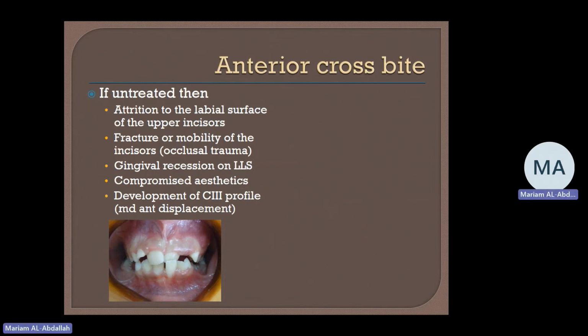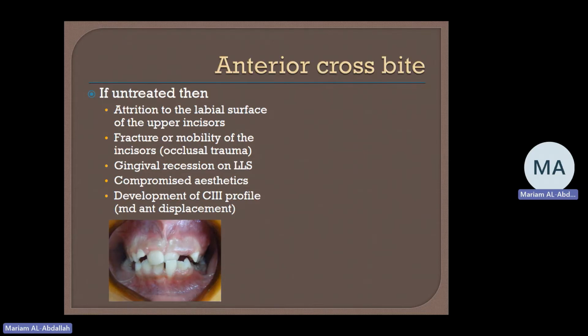Right, we come to another problem, which is an anterior crossbite in the mixed dentition. You have to diagnose such cases as early as possible, because such cases can cause attrition of the labial surface of the upper incisors, maybe traumatic occlusion with mobility or fracture.